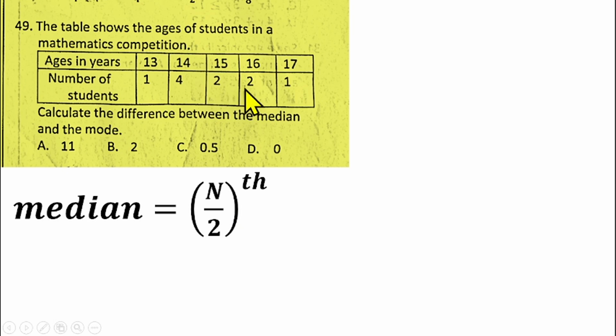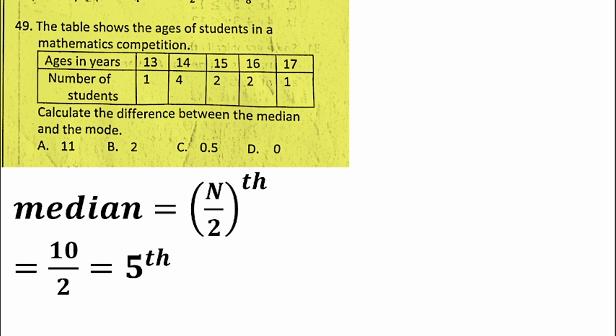If you add the number of students here together, that gives us 1 plus 2 is 3, plus 4 is 7, plus 2 is 9, plus 1, that's 10. So that's an even number. So you have 10 over 2. That gives us 5 positions. So the median is in the 5th position.